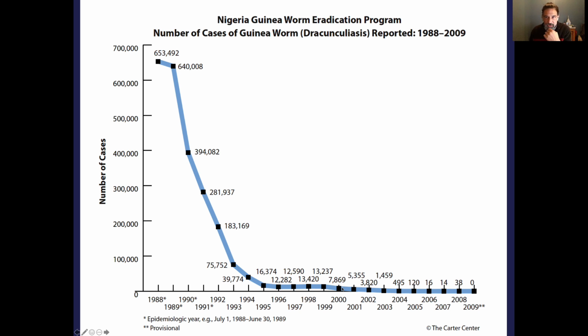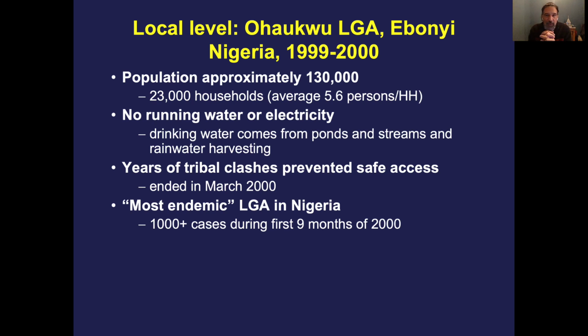And I had the opportunity to go there in the year 2000 when there were about 7,000 or 8,000 cases occurring nationally. I ended up going to a part of southeast Nigeria in Ebonyi State, in a local government area, or LGA, called Ohaukwu.